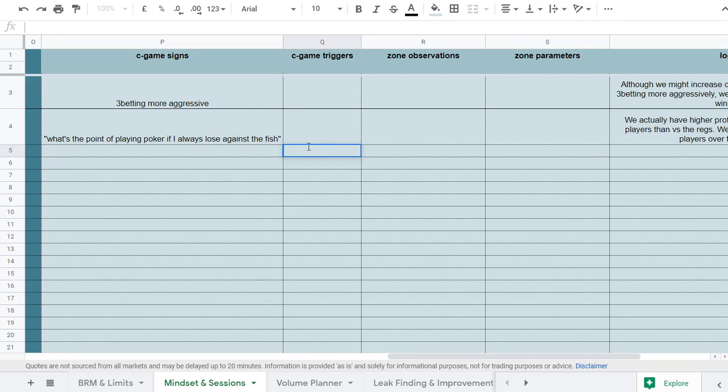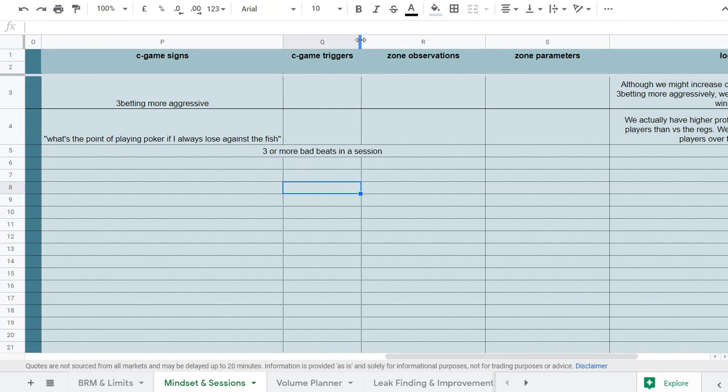So it could be something simple like facing bad beats, could be card dead. Many players can handle one bad beat, but it's a chain of bad beats that actually serves as a trigger to push them into playing their C game. So we might identify that a C game trigger for us is 3 or more bad beats in a session.